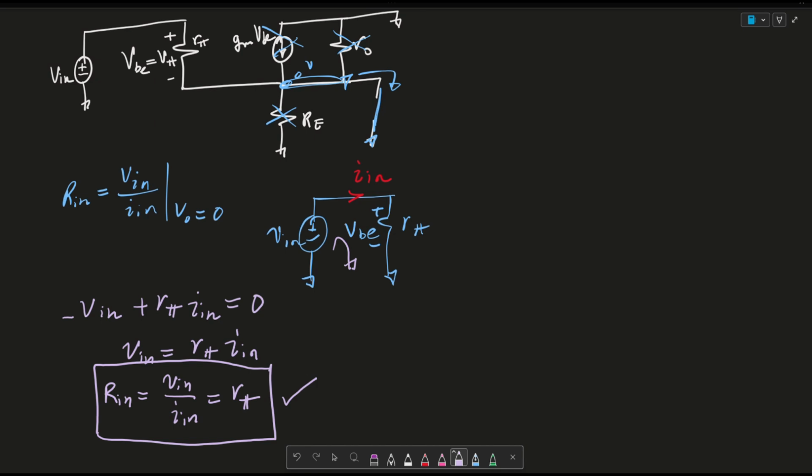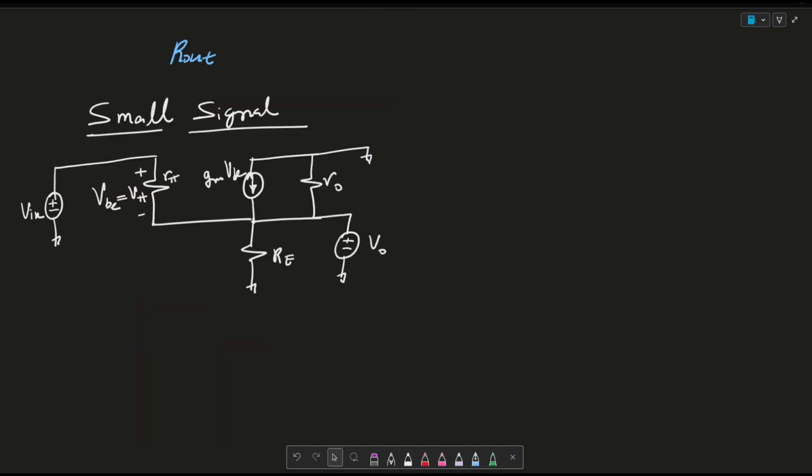So let's go ahead and talk about the Rout. I went ahead and redrew the circuit, and the Rout equation says Rout is equal to Vout over Iout when Vin is equal to 0. So essentially what I'm going to do here is erase this and put a wire through it. I'm going to consider that there's a current flowing here, Io.